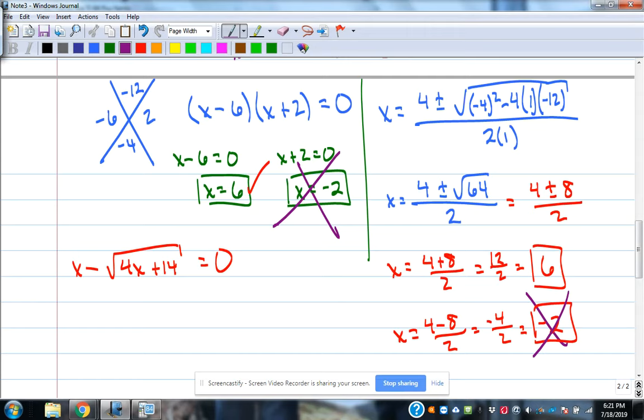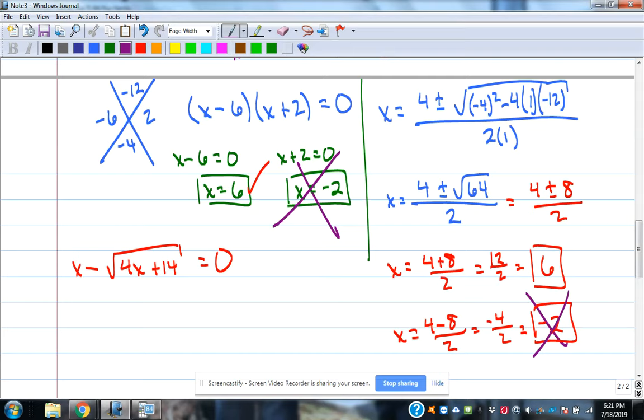So anytime, especially when you get more than one answer, you definitely want to check them. I check them even when I get just one answer, because there are times when a problem may have no solutions. And the only way to catch that is to check the answers that you do get out of that.